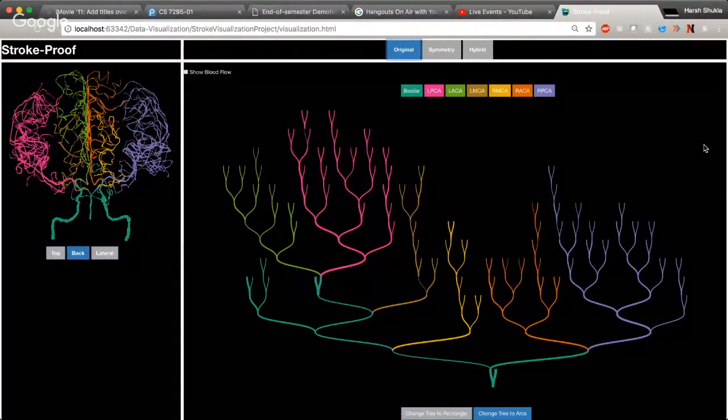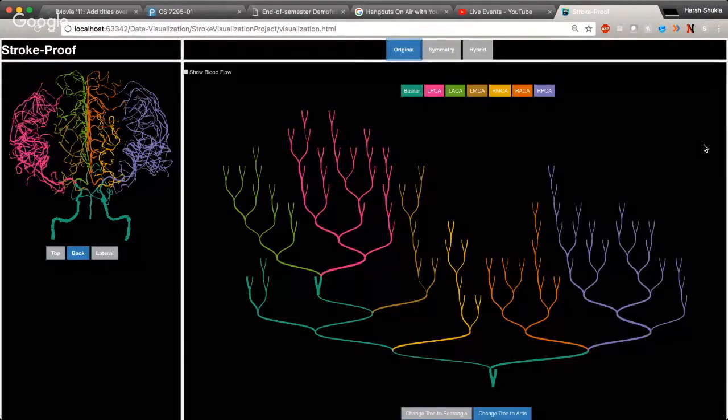So this is our actual visualization page. As you can see, this view comprises two views. The first one is the actual arterial view, that is the image on the left, while the image on the right represents the abstract hierarchical tree structure for our human brain arteries.